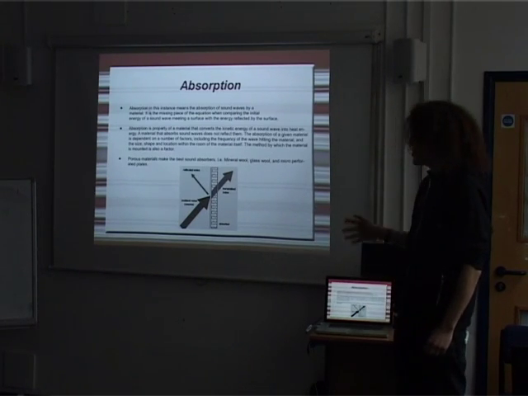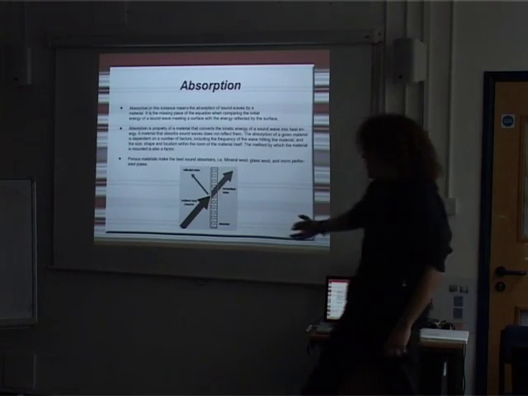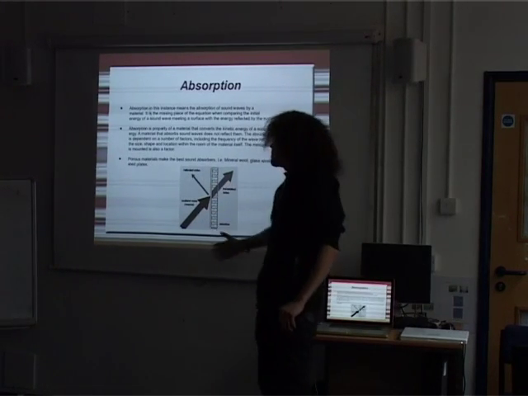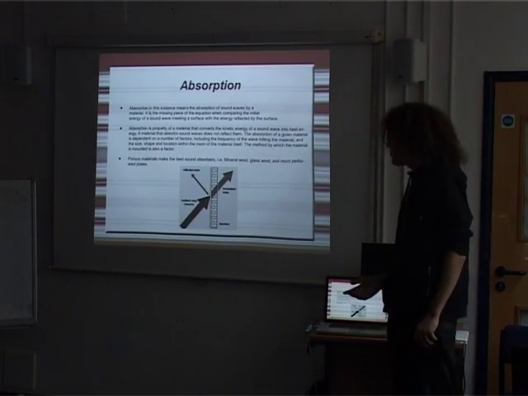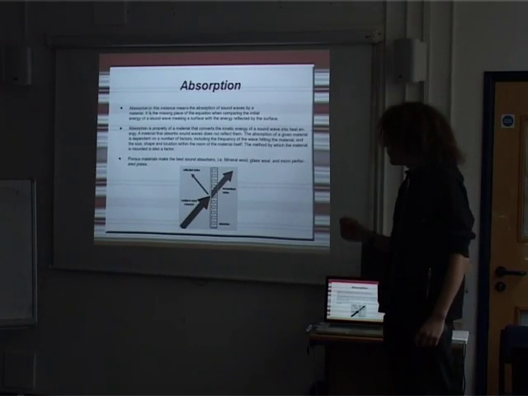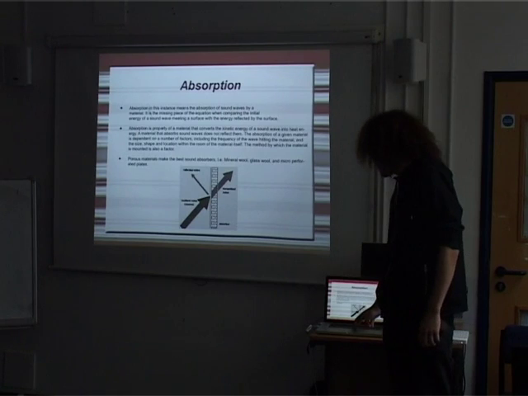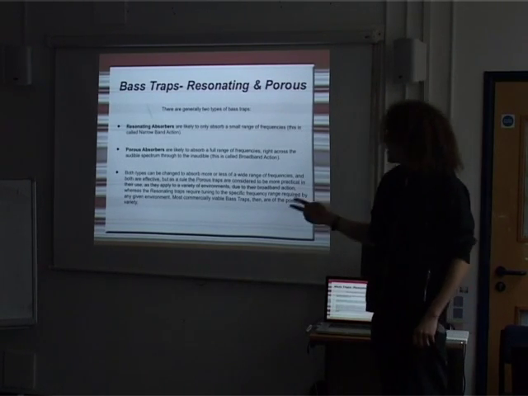And also the method by which it's mounted is a factor, whether it's in the ground, whether it's mounted like this one with a plywood in front of it, or just as is. And porous materials make the best sound absorbers. For example, mineral wool, glass wool, and micro-perforated plates are often used. Right, so we talk about bass traps. There's generally two types of bass traps.